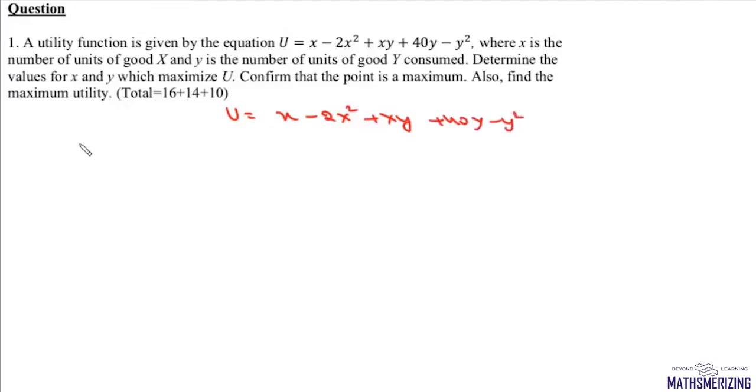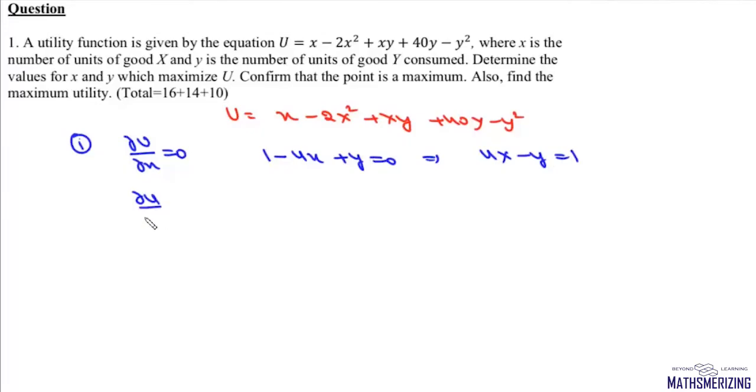Now first step, we'll find its critical points. So we'll partially differentiate this function with respect to x and put it equal to 0. We'll get 1 minus 4x plus y equals 0. So we have our first linear equation, 4x minus y equals 1. And we'll also partially differentiate this function with respect to y. We'll get x plus 40 minus 2y equals 0. So here we'll get minus x plus 2y equals 40.